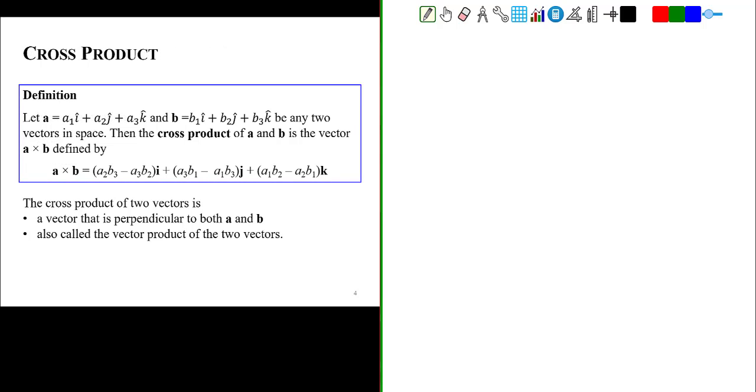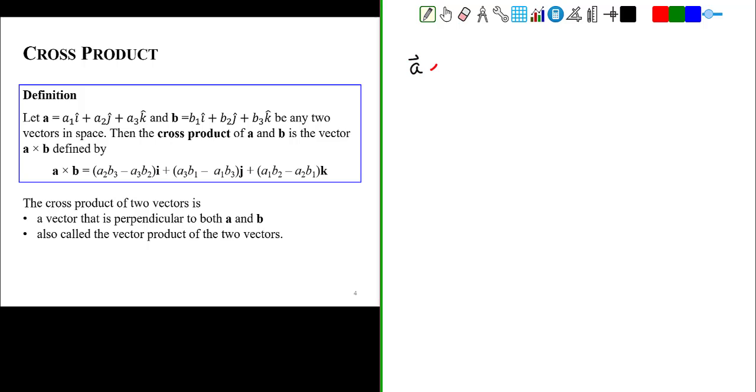So let's define the cross product. This looks rather imposing. I'm going to read it out, and then we're going to talk about it. Let vector A with an x component, a y component, and a z component, and vector B having an x component, a y component, and a z component, be any two vectors in space. Then the cross product of vector A and vector B is the vector A cross B defined by, and I'm going to write this out, A cross B.